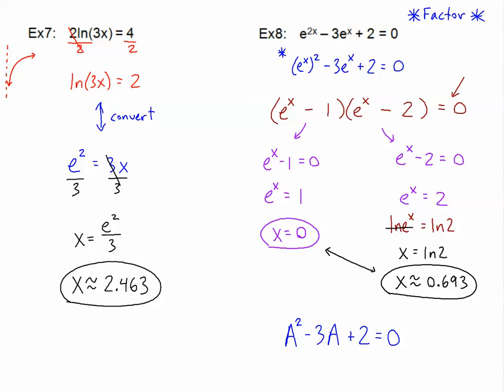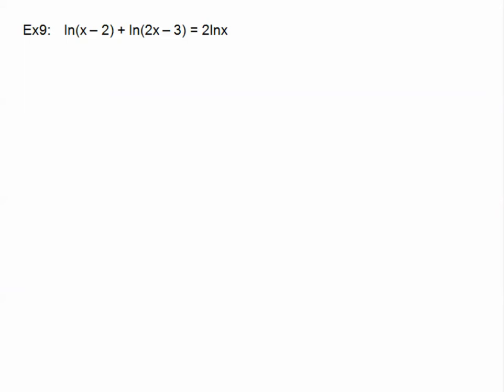Excellent. We do have one final example, example 9, another logarithmic equation. So we have to watch out for our domain. We've got the natural log of x minus 2 plus the natural log of 2x minus 3 is equal to 2 natural log of x. So what are we going to do here?